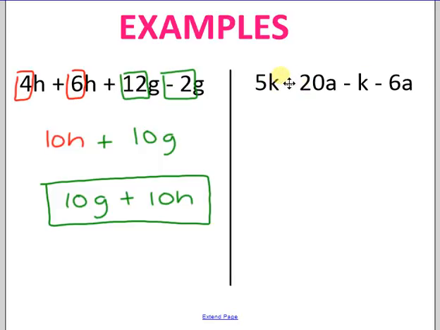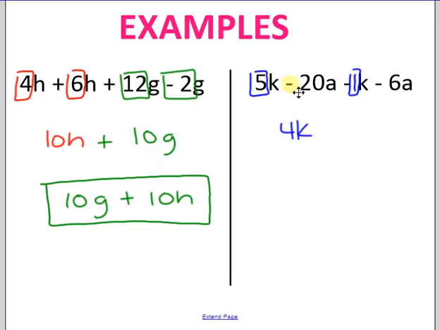Alright, here we have k to the first power, a to the first power, k to the first power, and a to the first power. So let's do my k's first here. So I have positive 5k, and then I have negative 1k, because there's a negative 1 there. So what's 5 minus 1? That's going to be positive 4k.